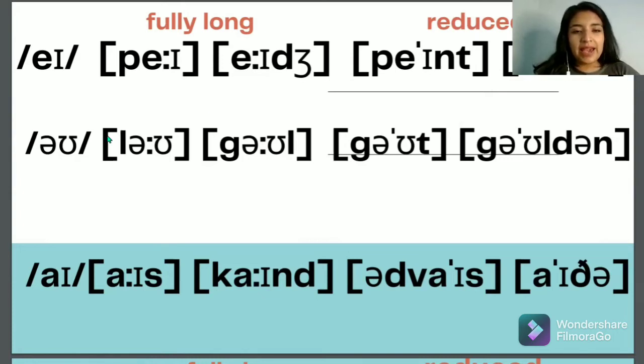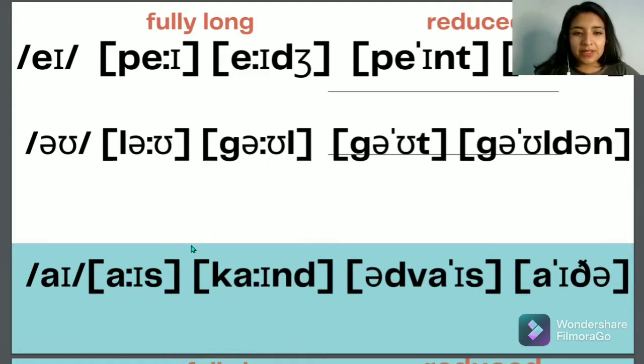For the second example, I have the diphthong O. This is narrow and back closing too. In the case of the fully long, we have the examples of low and also gold. We use two diacritics, like two dots, in order to say that this is a fully long diphthong. And in the case of the reduced, we have the words goat and also golden.